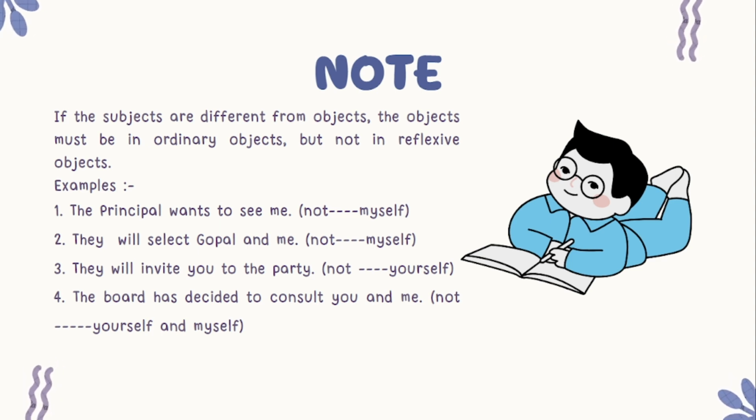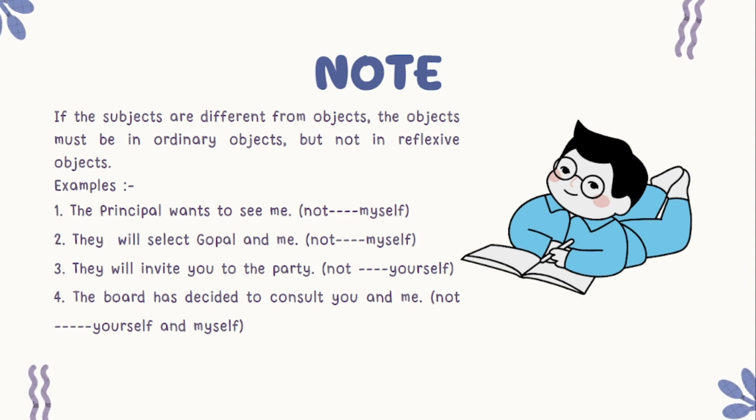Here subject and object both are different persons. The subject is the principal. Me is the object. Both are different persons. That's why don't use a reflexive pronoun in the place of object. Next, second one. They will select Gopal and me. In this sentence, subject is they.